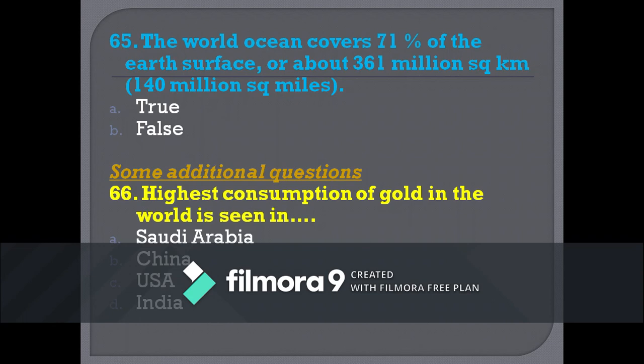Question number 65. The world ocean covers 71% of the Earth's surface, or about 361 million square kilometers, or 140 million square miles of the surface area of the Earth. So the options are true and false. So true is the right answer, because 71% of the Earth's surface is covered by water.